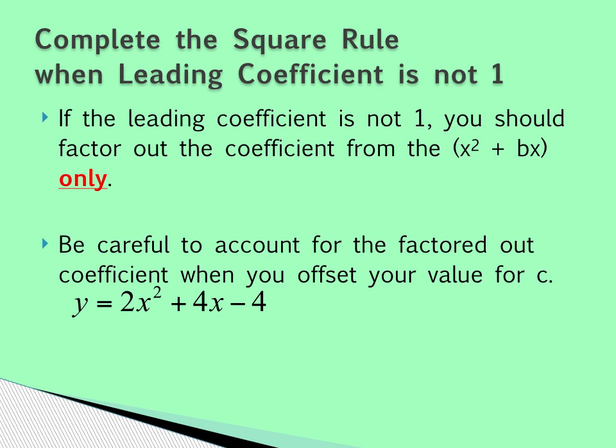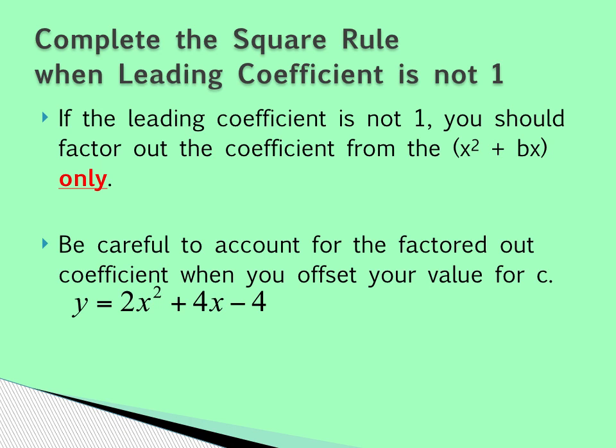So what we're going to do is factor that coefficient out, but just from the x squared and the bx part. Whatever that c was, we're going to leave that out for right now, and I'll explain what that looks like to go from there. And then I say this point here, be careful to account for the factored out coefficient when you offset your value of c, and I'll show you what that means in just a minute.